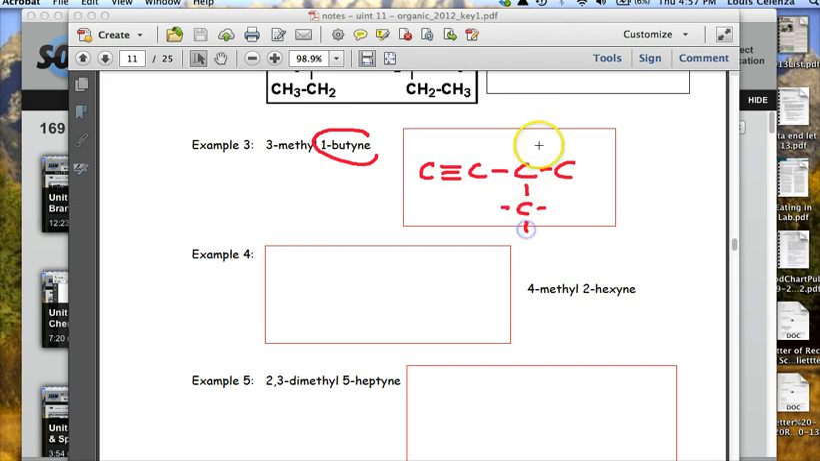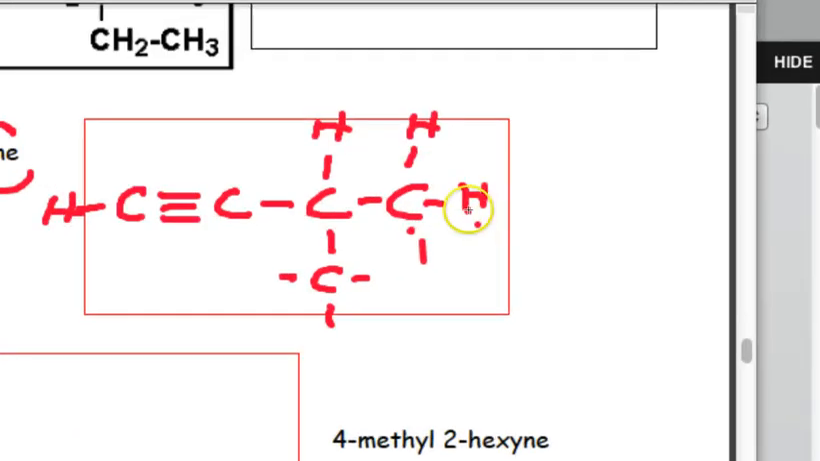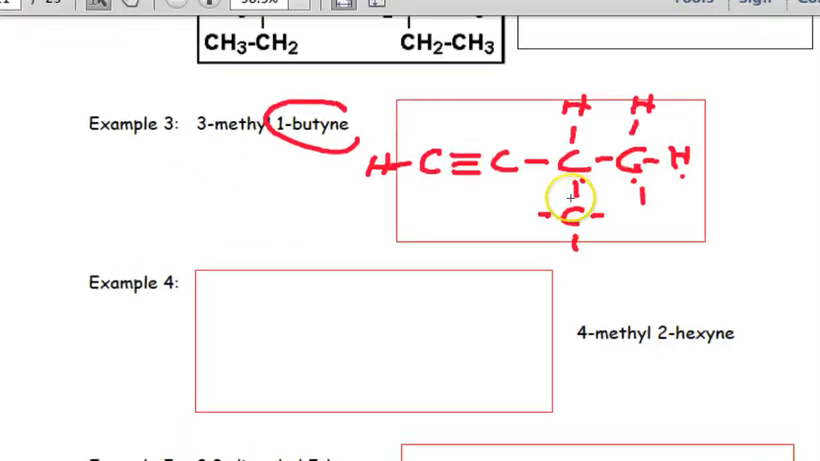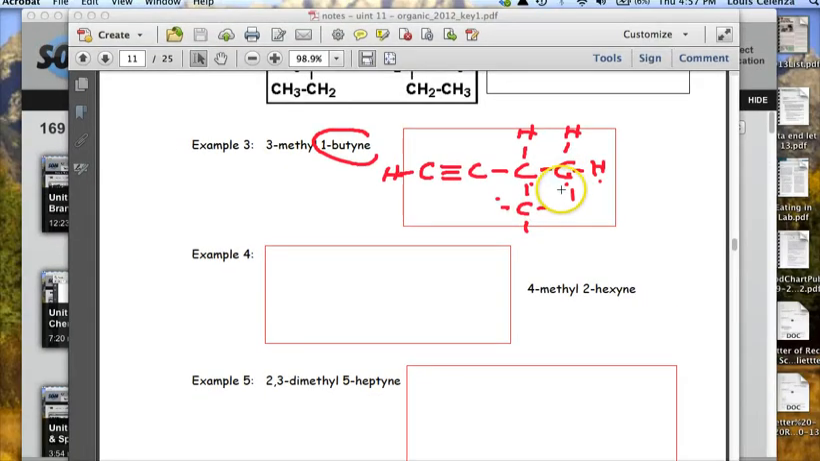This carbon has 3 bonds, so it has to have another hydrogen. This carbon already has 4. This carbon has 1, 2, 3, so there's an H here. And then this last carbon has to have 3 more hydrogens. I finally figured out how to do it. Okay. And that's an H. Okay, next one.